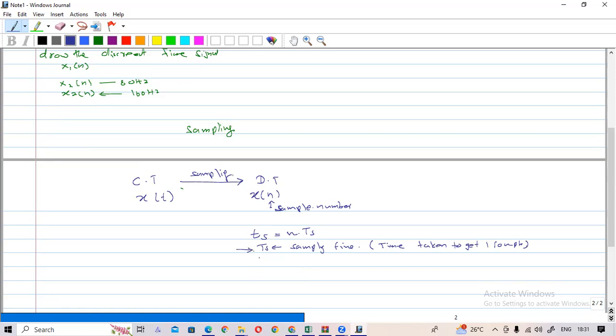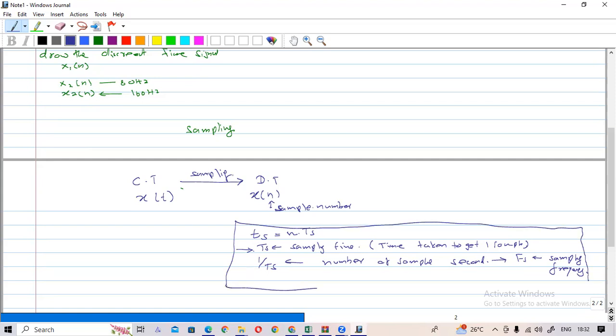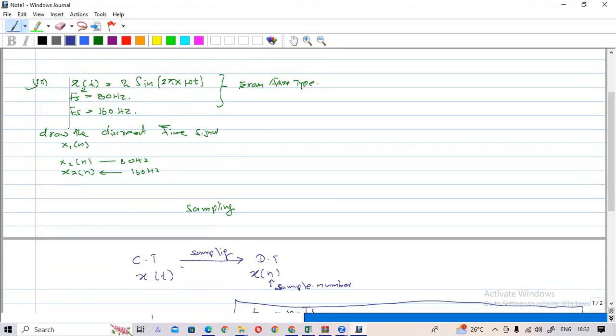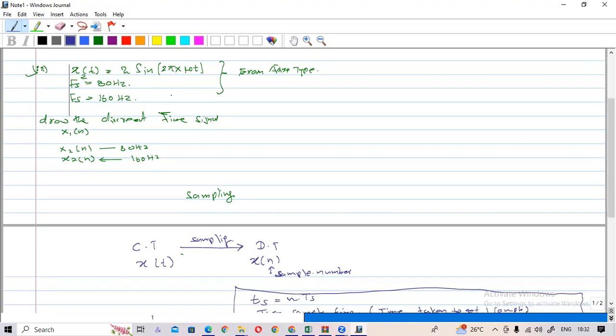And 1 over Ts is the number of samples per second. We normally refer to this as Fs, the sampling frequency. We have learned these things in the previous week. Now we are going to do some examples. This one is an exam type example, and we will do 2 or 3 more examples using this method. But first you should understand what sampling is and how we can draw the sampled signal. It is very important.